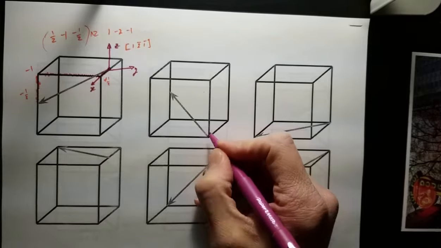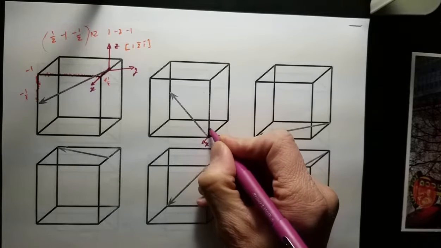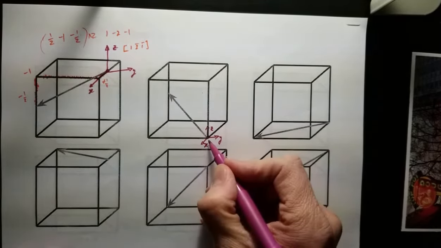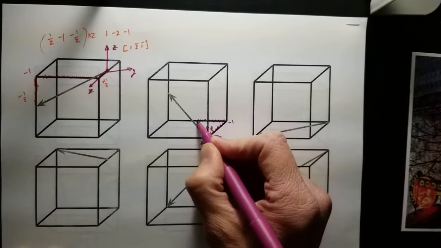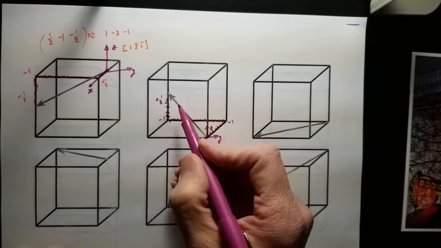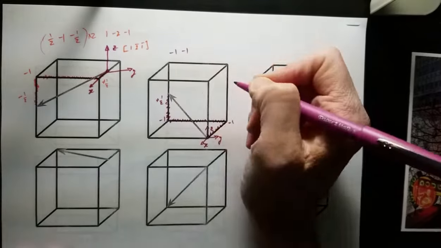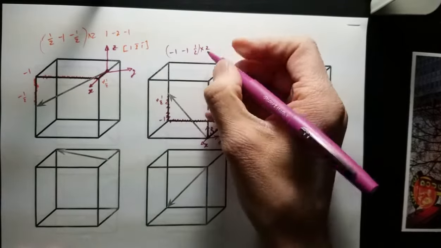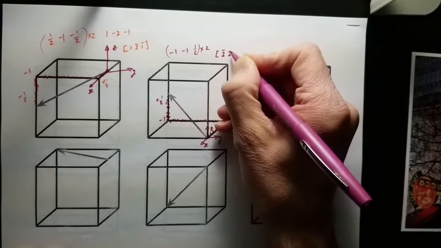Going to the next one. Again, picking this as the tail as our origin, X, Y, Z. To get to the tip of the arrow, we have to go minus 1 X, minus 1 Y, plus 1/2 Z. So that's going to be minus 1, minus 1, 1/2. To get rid of the fraction, we multiply by 2, and that's going to give us 2 bar, 2 bar, 1.